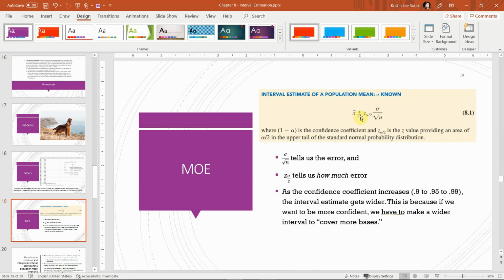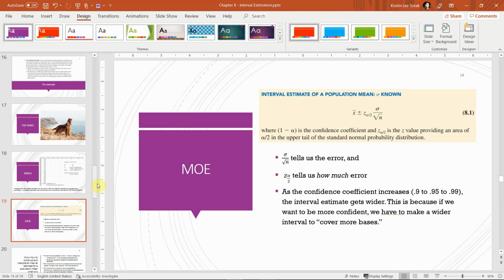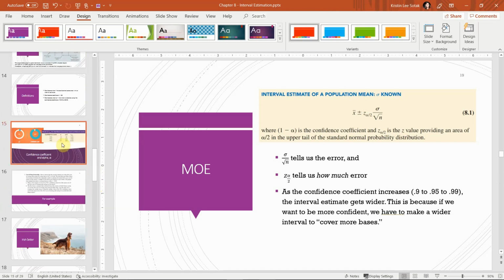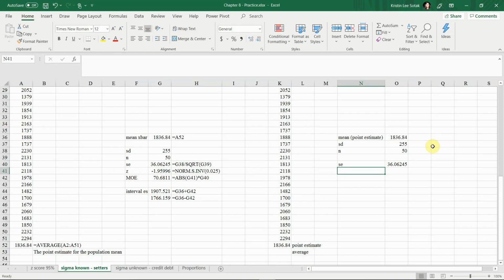Right, so we have our point estimate, and we have to add and subtract the margin of error, which is equal to what we just calculated, the standard error multiplied by that z-score. We are working with 95%, so we can do this a couple ways. We can go back to this handy-dandy slide that I gave you before, and if you're working with 95%, you know your z-score is 1.96. So you could simply plug that in for your z-score.